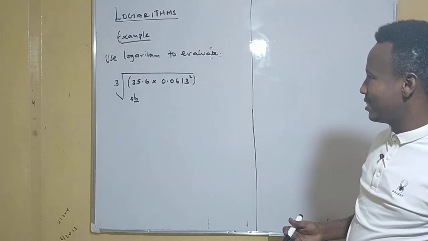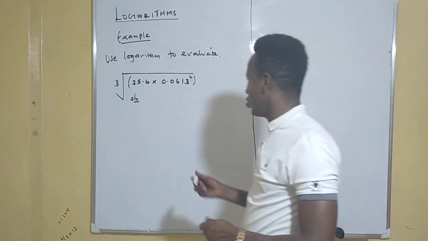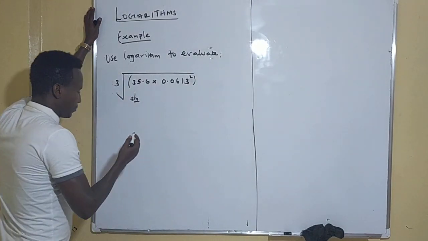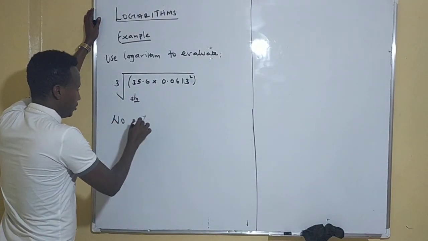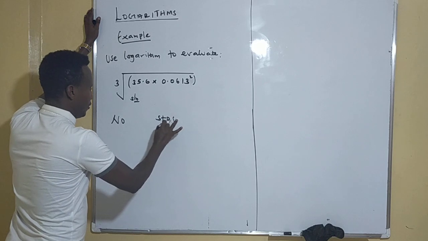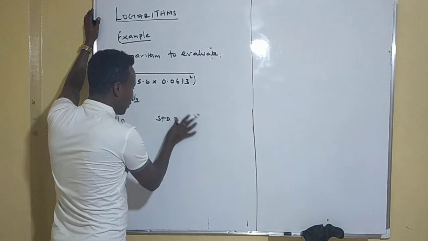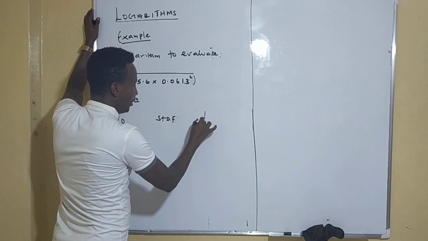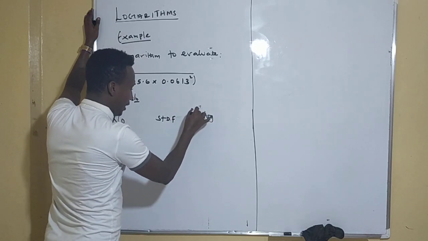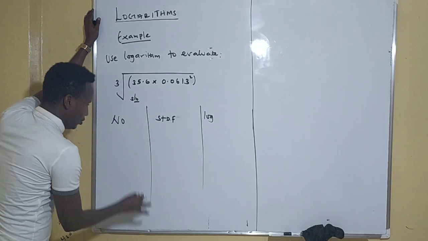You write the number, just understand that. First, you're going to say number, then STDF. Remember, we have the number, we have STDF. STDF means what? Standard form, okay? Then we will have the log value of that number, okay? Look at this.